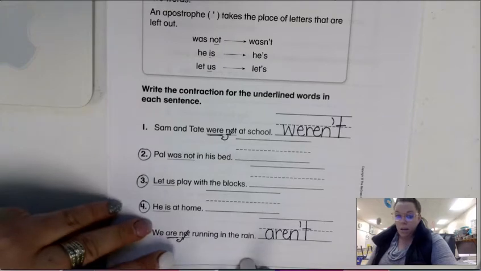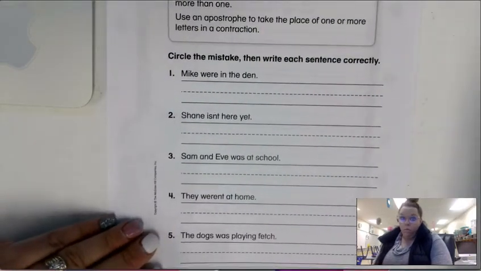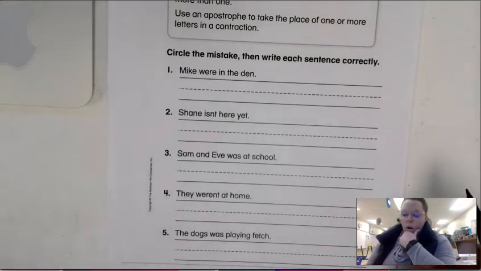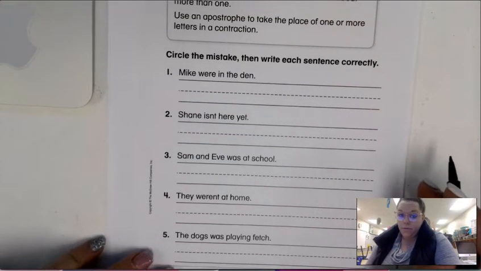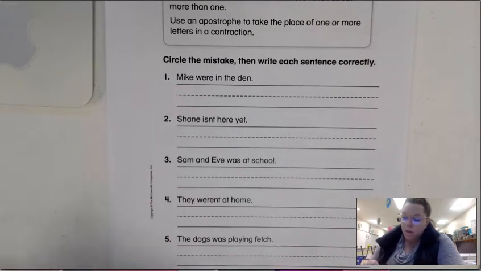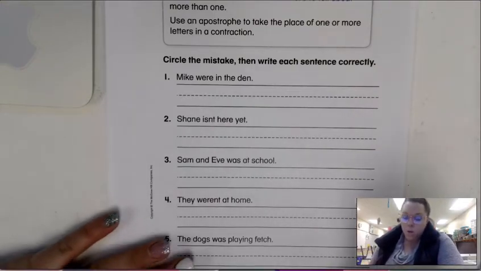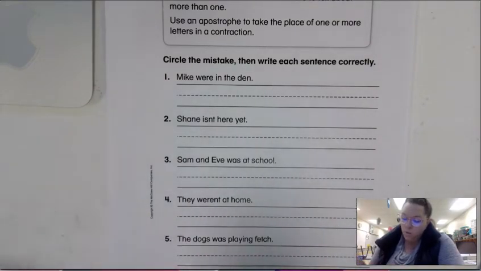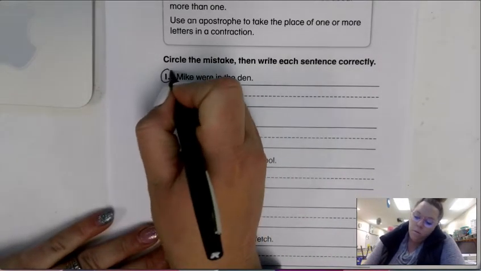Now, if you take your paper and you flip it over to the back side, you have was and were. What we have to do is we have to figure out what's wrong in the sentences. It's either going to be a contraction or it's going to be that we didn't use was or were correctly. So you have to circle the mistake and then you have to rewrite the sentence. I'm going to do one with you. I'm going to do number 1.